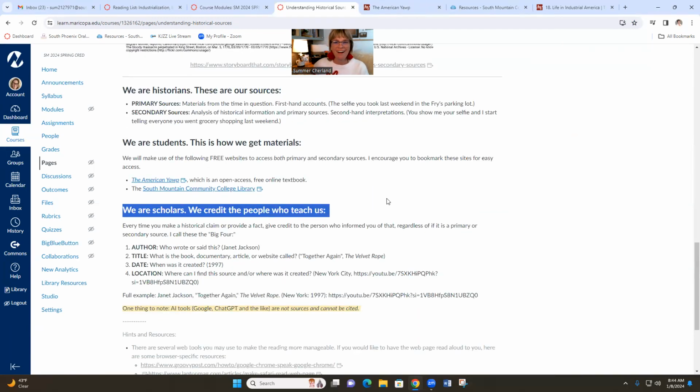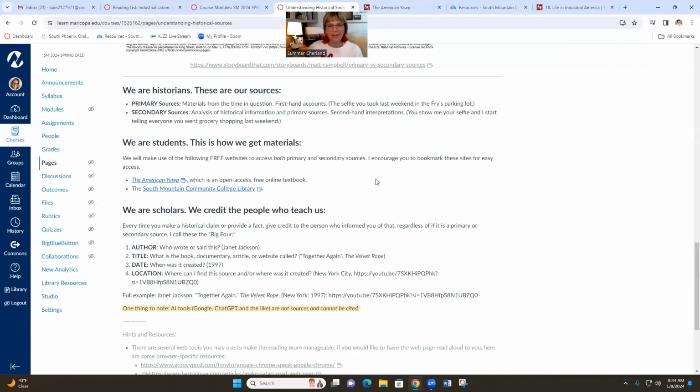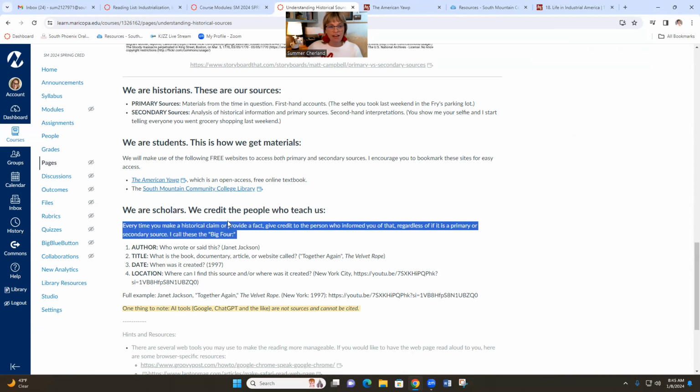Finally, we are scholars. We credit the people who teach us. This, along with primary sourcing, is probably going to be the thing that trips you up the most until you get it. And then once you get it, you're like, oh, wow, that was way less complicated than I thought it was. But I am very, very picky about this. So heads up, all right? Every single time you make any kind of claim or provide any kind of fact, I immediately am like, how do you know that, right? How do you know that?